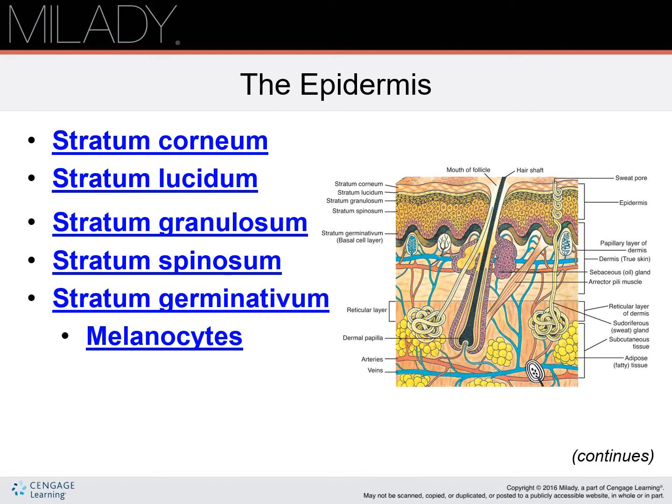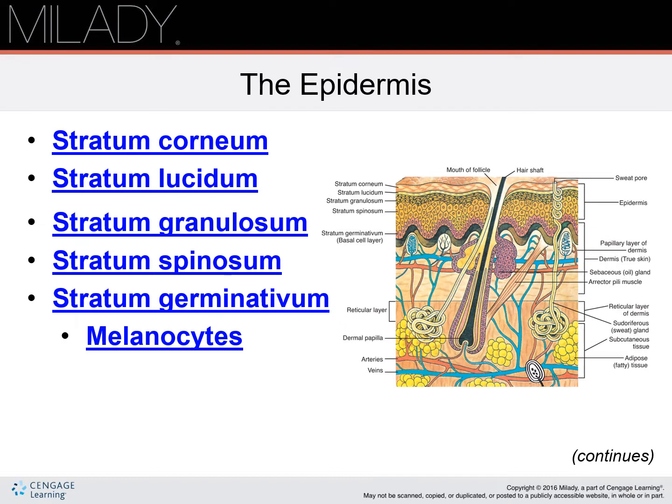Your stratum lucidum. It is clear, it's transparent, it is underneath the stratum corneum. It consists of very small cells that light can pass through. This layer is a little bit thicker on the palms of the hands and the soles of the feet.